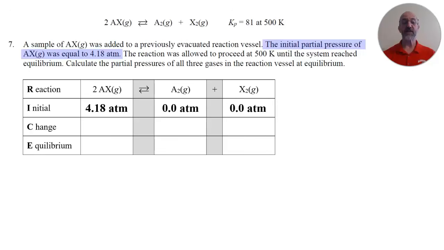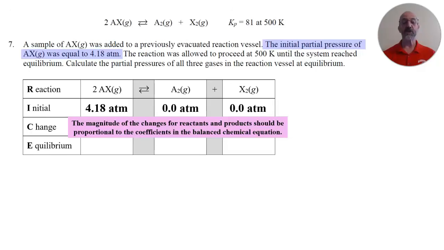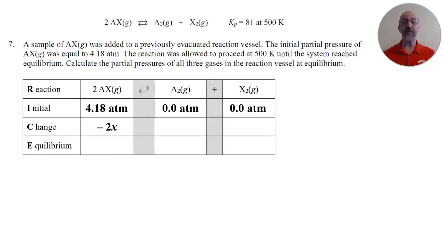Now, in terms of the change row of this RICE table, since my coefficients are 2, 1, and 1, and the magnitude of the changes for the reactants and the products should be proportional to the coefficients in the balanced chemical equation, I would expect 2x, so in this case it will be minus 2x for the change in substance AX, and then plus x and plus x for the changes for the products A2 and X2.